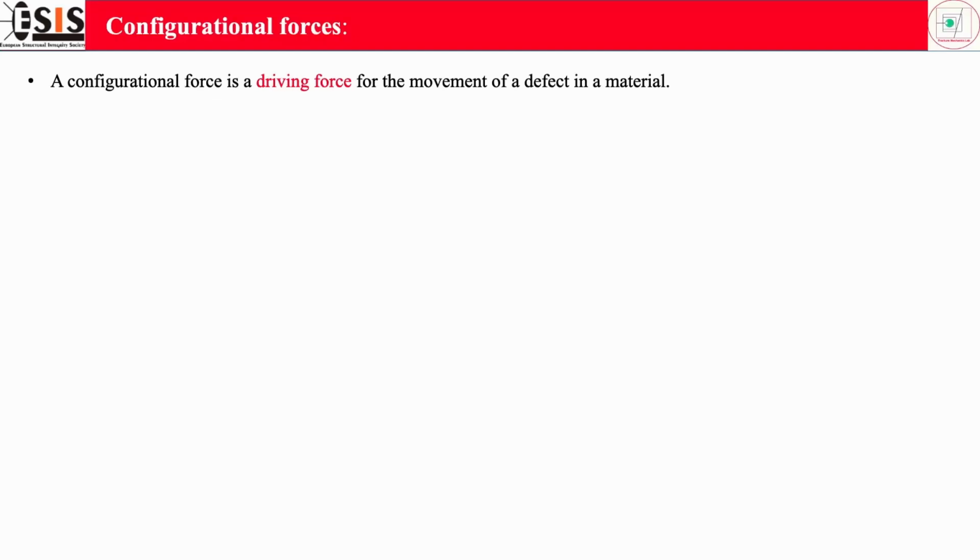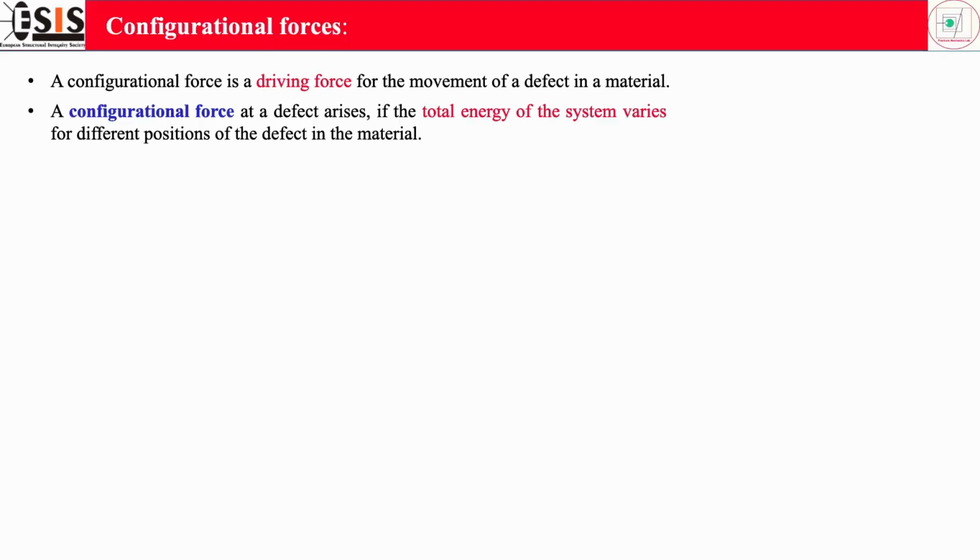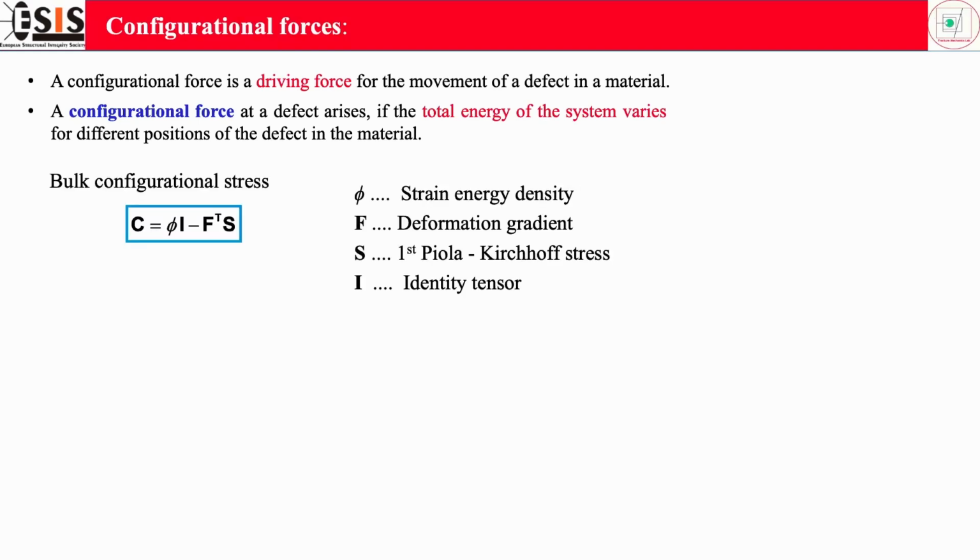Now, let us look into some basic concepts of the configurational forces, which I will be using here to predict the crack driving force. The configurational force is a driving force which is responsible for the motion of a defect in a material, and it arises if the total energy of the system varies. The expression of the configurational force arises from the bulk configurational stress, which is equal to phi I minus F transpose S, where phi is strain energy density, F is deformation gradient, S is first Piola-Kirchhoff stress, and I is identity tensor.